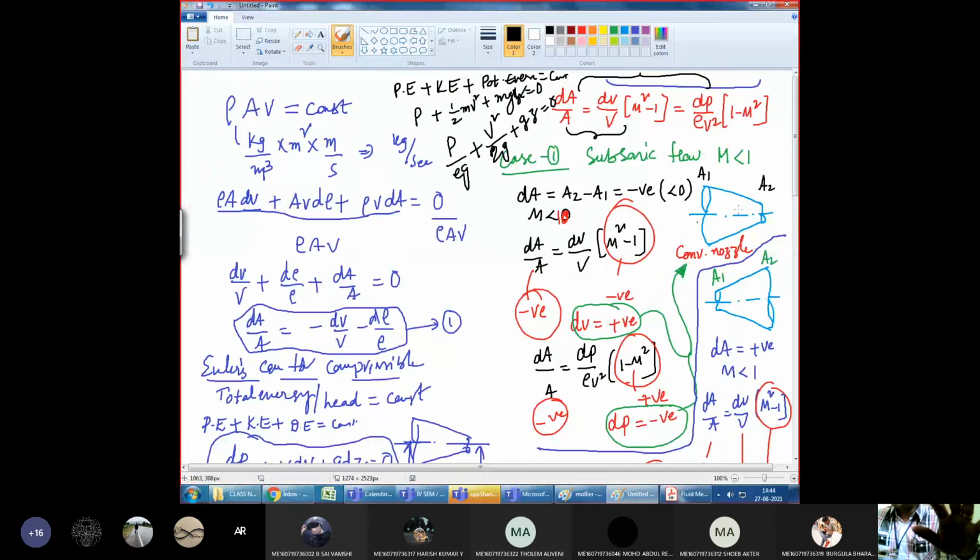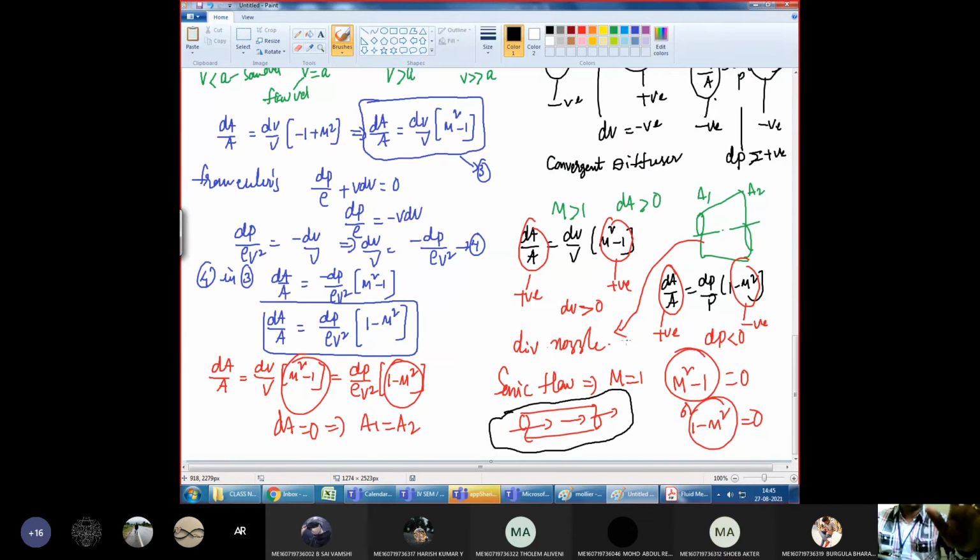So don't think that it always acts as a nozzle. It depends upon the type of flow. For subsonic flow, it is acting as a nozzle, whereas for supersonic flow, the same cross section is acting as a diffuser. And for subsonic flow, this is acting as the diffuser, whereas for supersonic flow, it is acting as a nozzle. What is the name of the nozzle? Divergent nozzle. Clear, na?